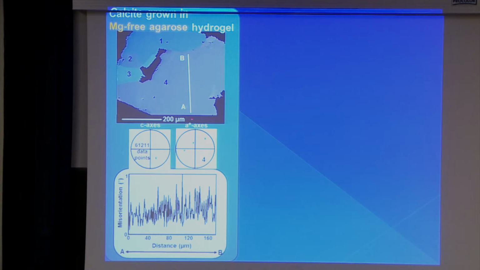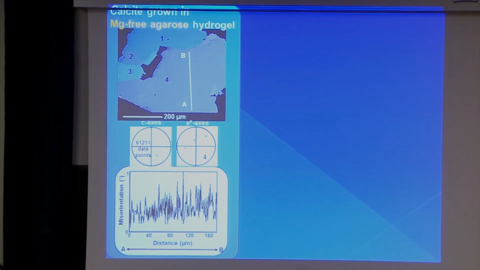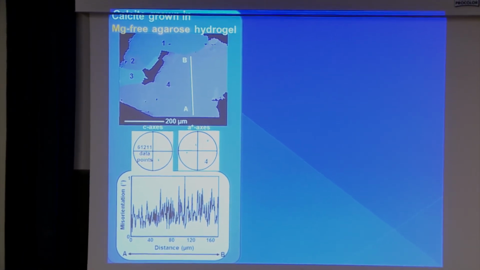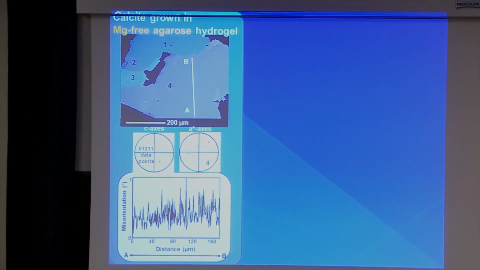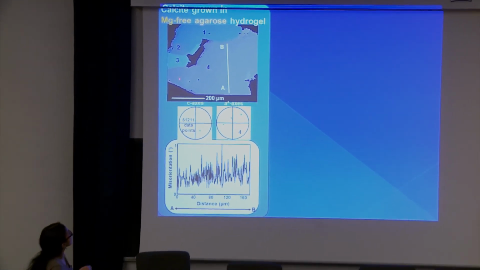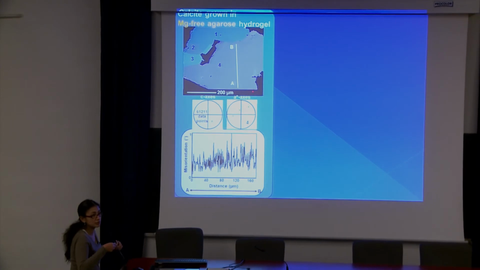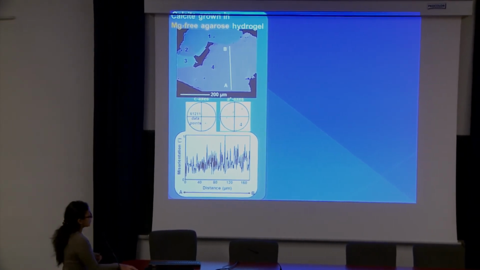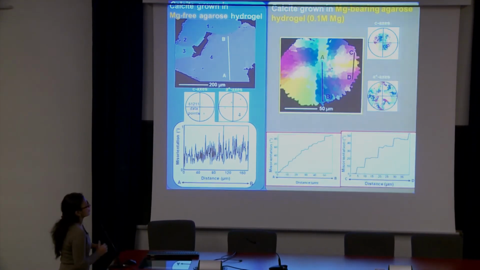And also if I draw a line along A to B, you see the misorientation is 0.5. The machine can detect the misorientation down to 0.2. This is really powerful. This EBSD method is really powerful. And then this aggregate has this subunit close to a single crystal. But then with magnesium, it changes everything.